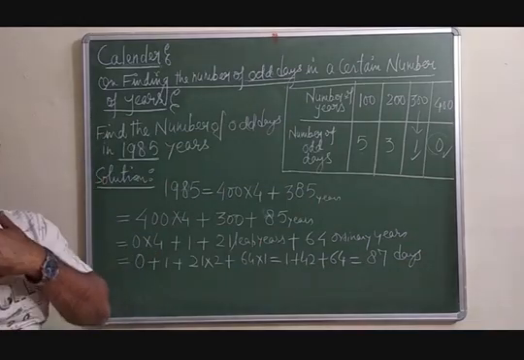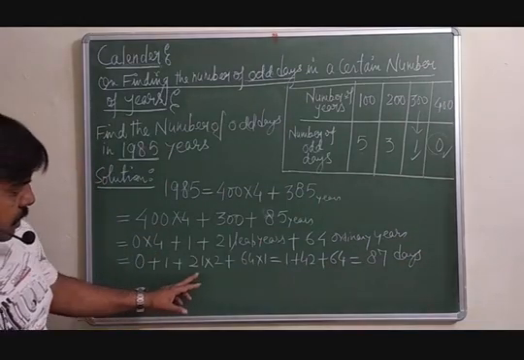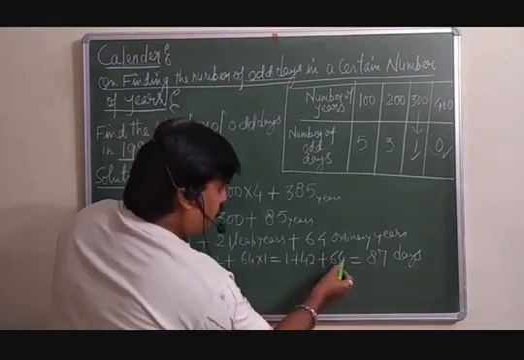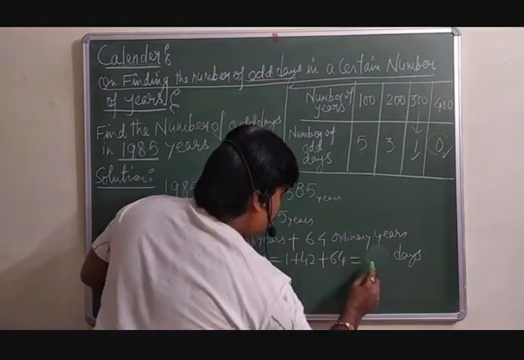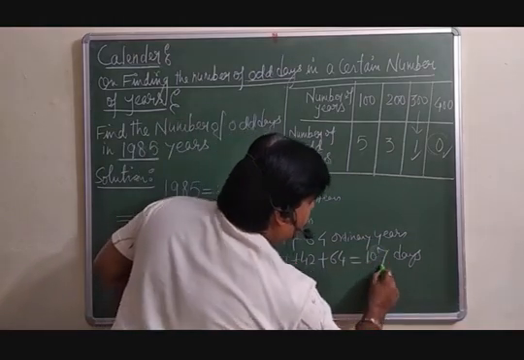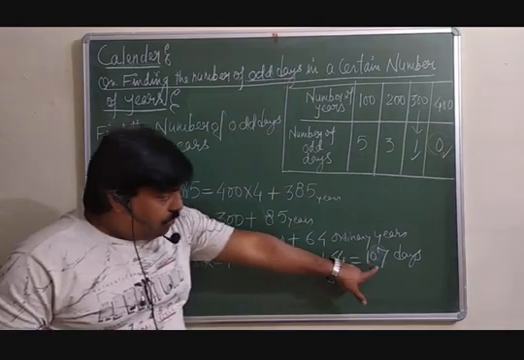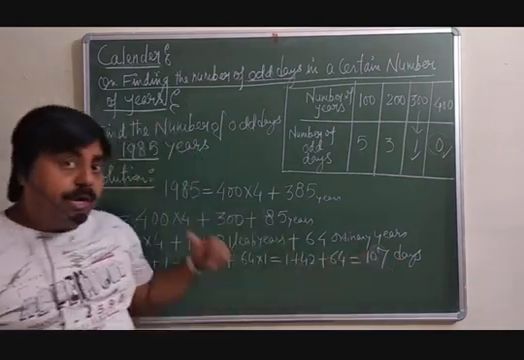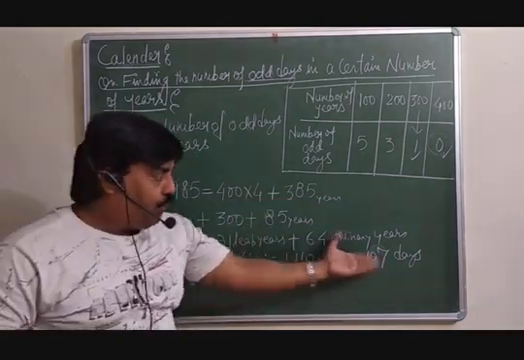This is 87. Not 87, there is... This is 42. Sorry, this is 10. So this is 107. 107 days are there. Now this 107 you are supposed to divide by 7 only to find the odd days.